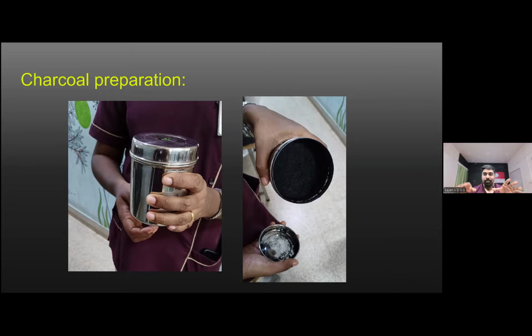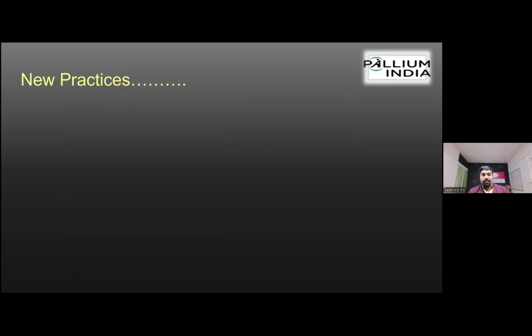Here, the foul smell developing from the wound itself is absorbed by this charcoal paste. That way, we can control the foul smell. This is another thing we implemented. We have been doing it for more than 1 year in our setting.